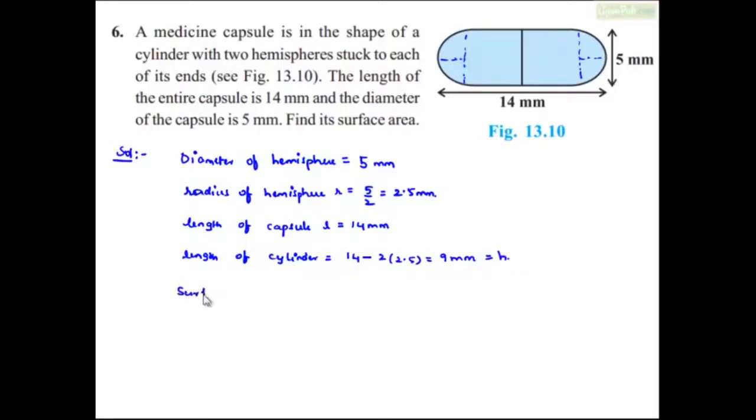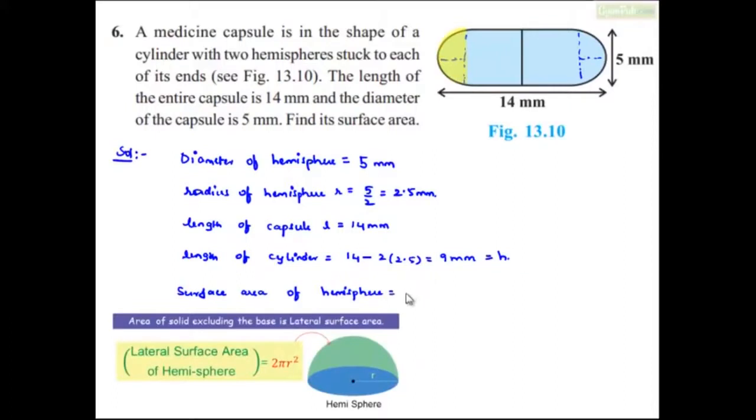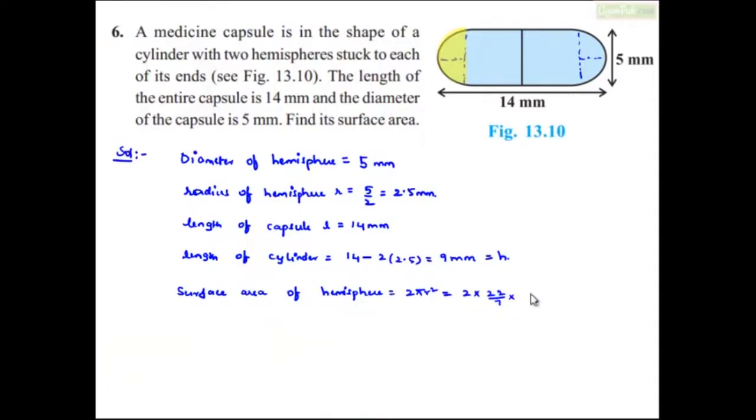Now let us find the surface area of hemisphere, which is equal to 2 pi r square, that is 2 times 22 by 7 into r square, here r is 2.5 into 2.5, whose value is 275 by 7, which can also be written as, let the pi be as it is, then we get 2 times 2.5 is 5 and 5 times 2.5 is 12.5, that is 12.5 times pi centimeter square.